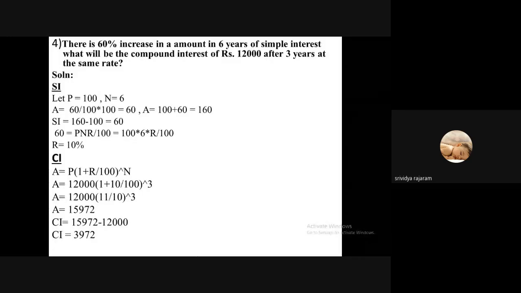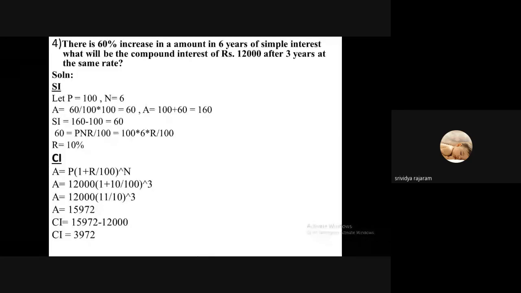But what we want is the value of A. So this 60 is not the value of A. It is the increased amount of A. So the actual value of A is P plus that increased amount 60. So A is equal to 100 plus 60. So the value of A is 160. So we have found the value of A.